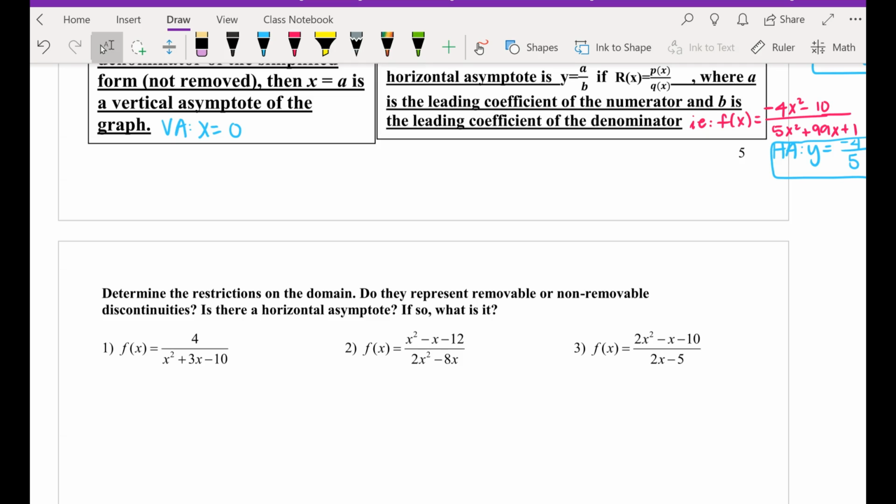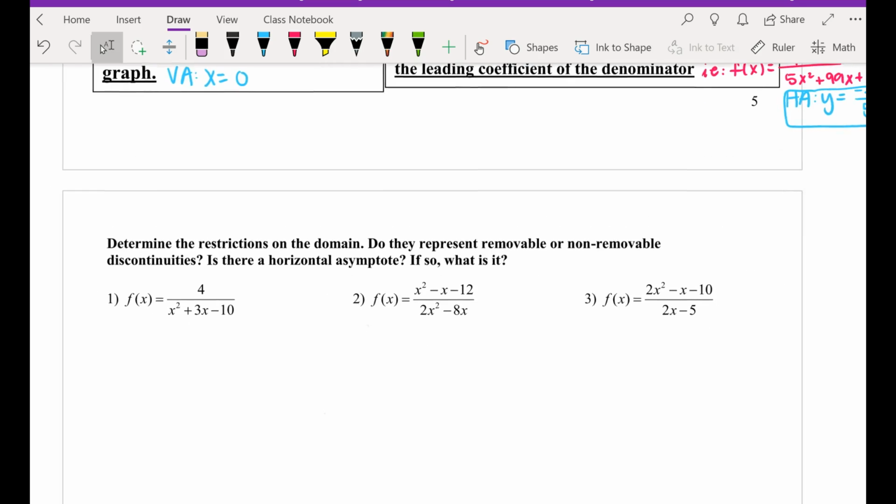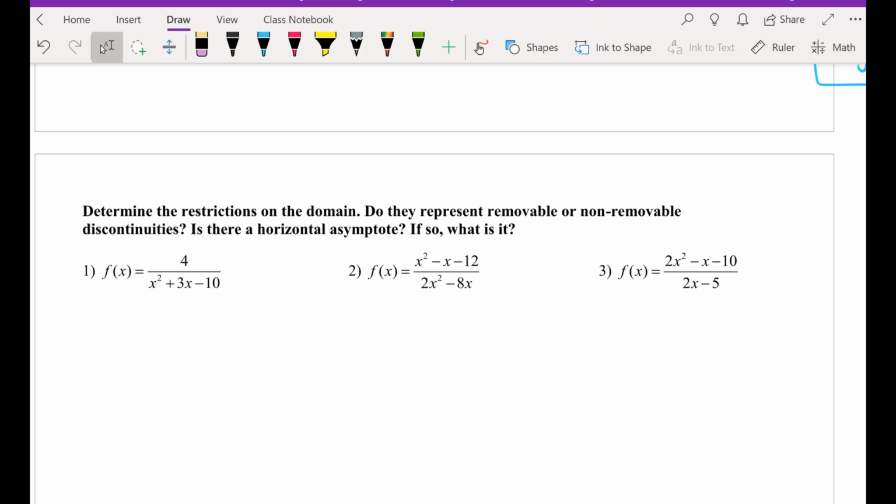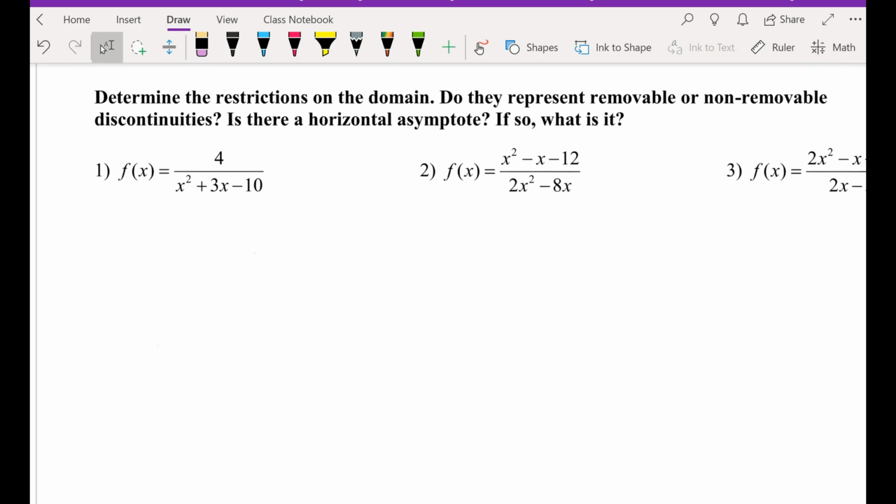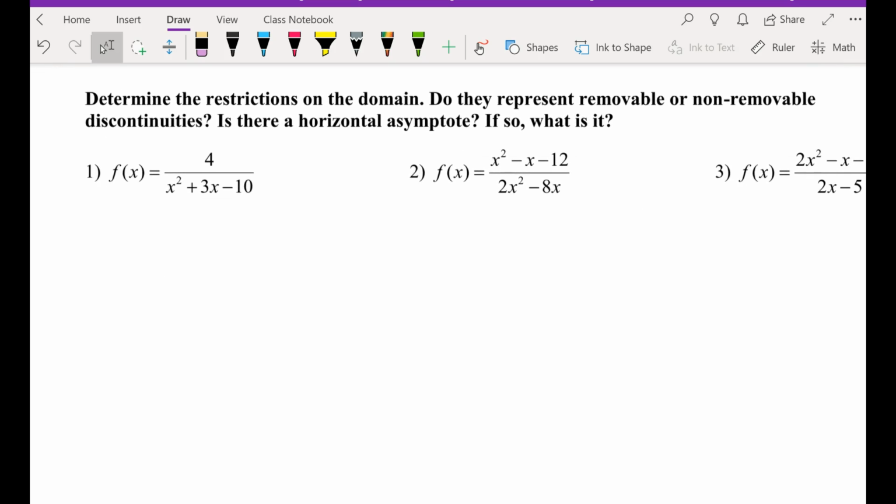Can you please, Roger, just help me read the instruction to example 1, 2, and 3. Determine the restrictions on the domain. Do they represent removable or non-removable discontinuities? Is there a horizontal asymptote? So what is it? Perfect. So 1, 2, and 3. Here we go. Guys, before you can determine the restriction of the domain like last night's homework, what must you do first?